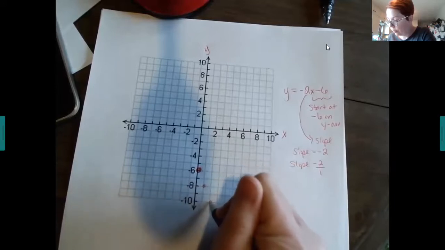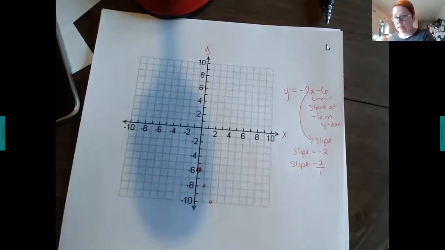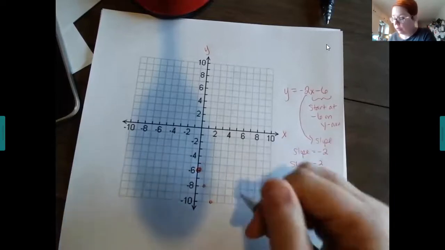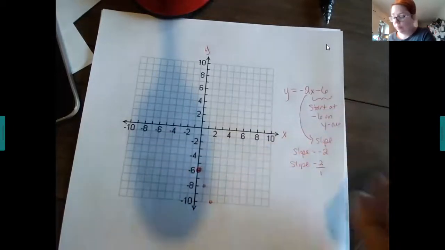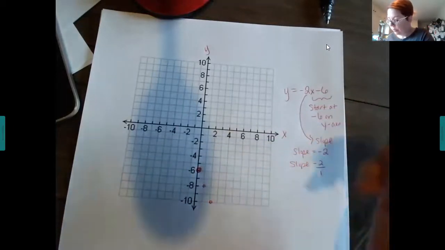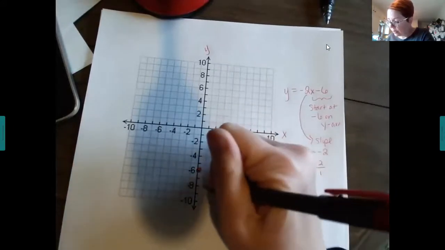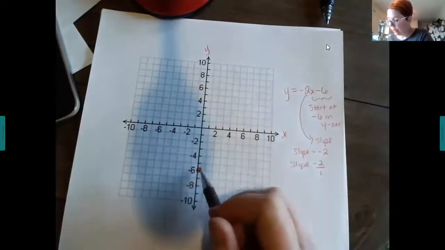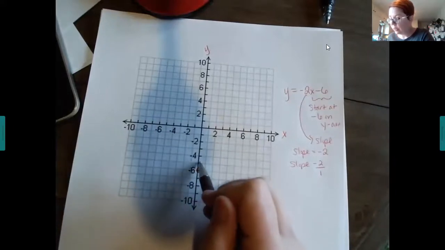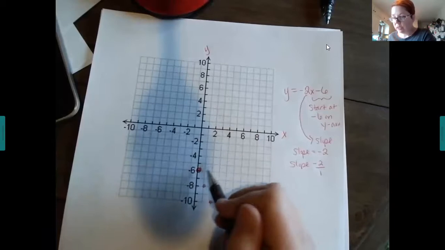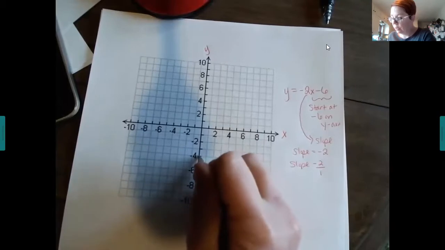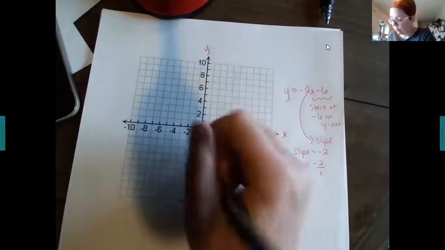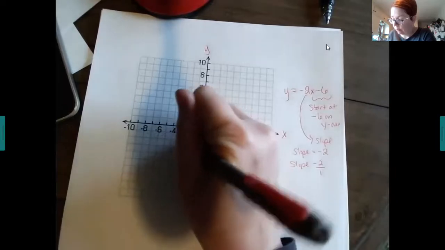Down 2 over 1. Now, I want to make a nice long line because I need it to intersect with my other line. If you just make a little short line, then you're not going to see where they intersect. So I went down 2 over 1. But if I want to get some points over here, I just simply go backwards. Instead of going down 2, I'm going to go up 2. Instead of going to the right, I go to the left 1. Up 2. So I can see I'm going to have a line that's going this way.